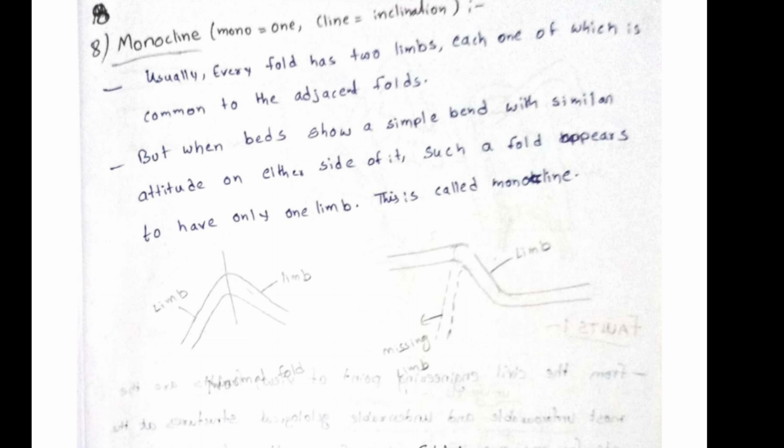And last one, monocline folds. Okay, mono means one, clin means inclination. Usually every fold has two limbs, each one of which is common to the adjacent folds. But when beds show a simple bend with similar attitude on either side of it, such a fold appears to have only one limb. This is called monocline.